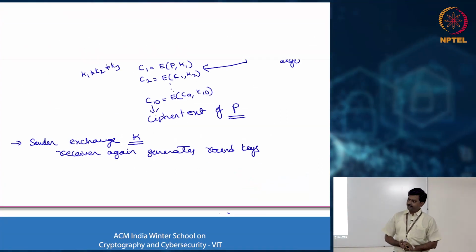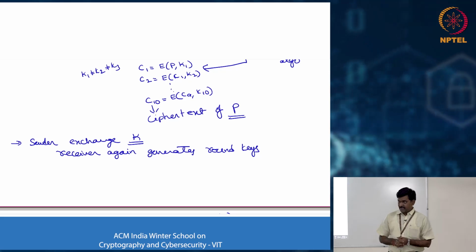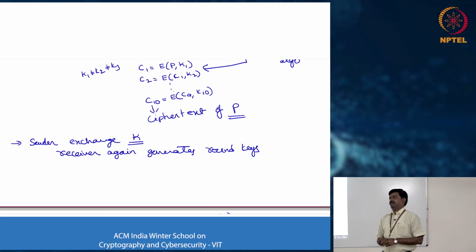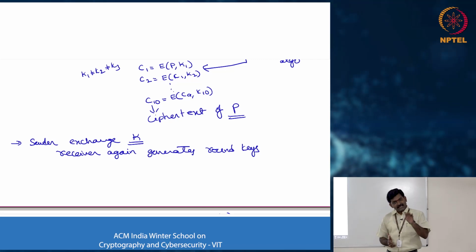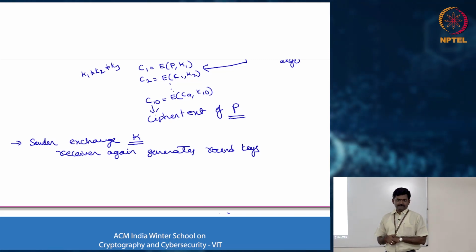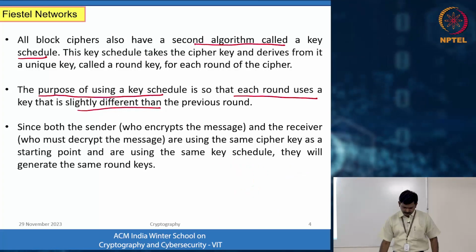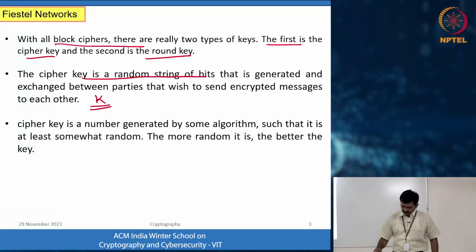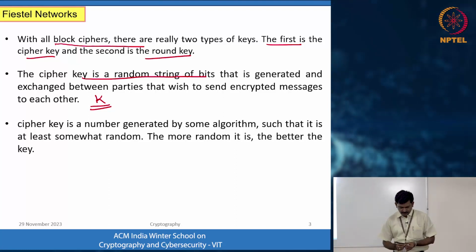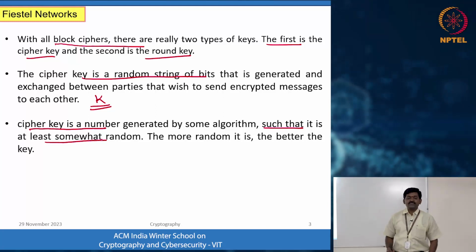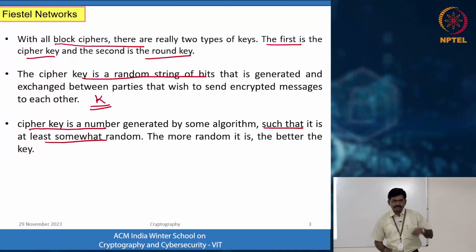Algorithm is pseudo random. Which algorithm is pseudo random or random? Key generation. Key generation algorithm is random. What is this? The key is supposed to be random. Which key? The key, K.